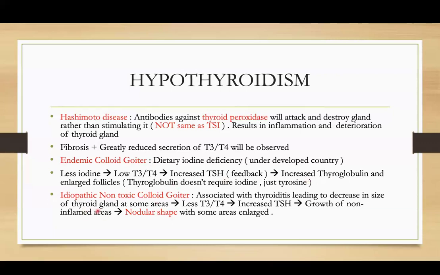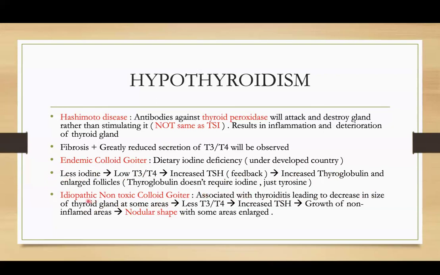And then we have idiopathic non-toxic colloid goiter, which is also goiter, but it's not the same mechanism as this. This is because of less iodine and then this whole pathway. This is associated with thyroiditis, which is inflammation of the thyroid gland that leads to a decrease in size of thyroid gland at some areas. Now, what exactly causes this? We do not know. That's why it's called idiopathic.